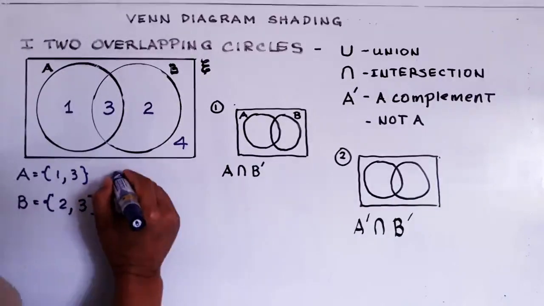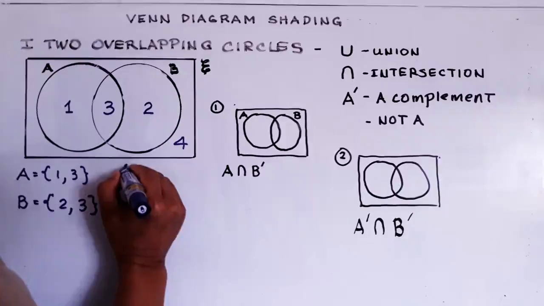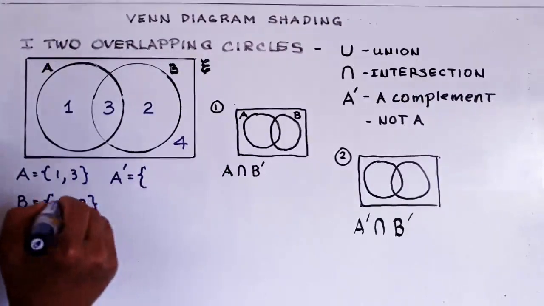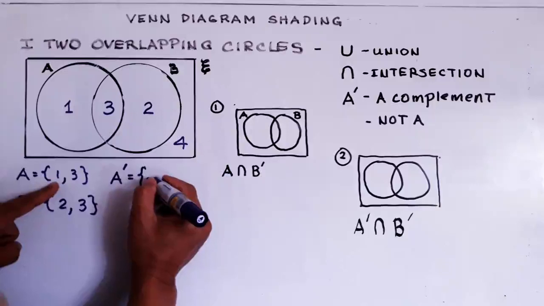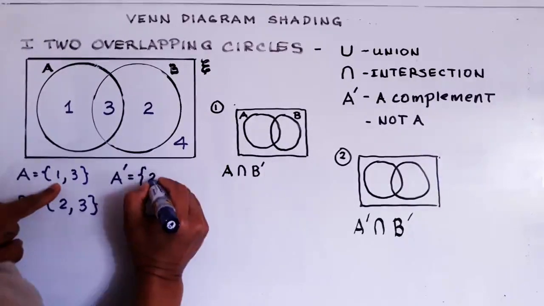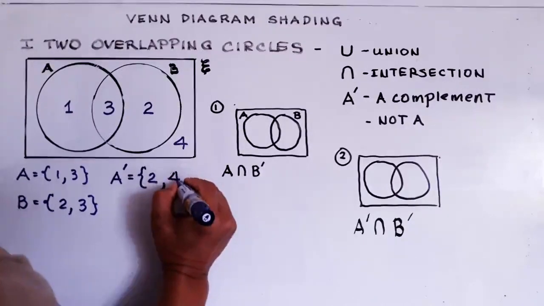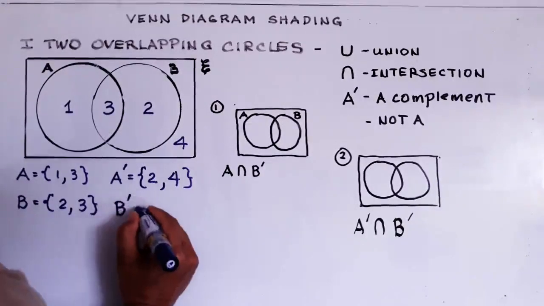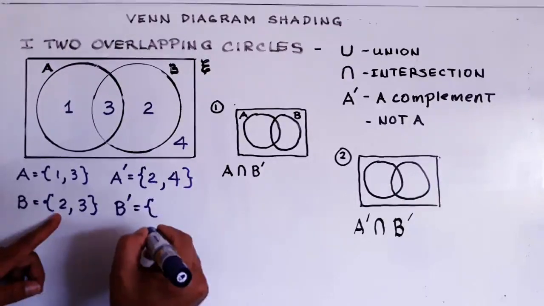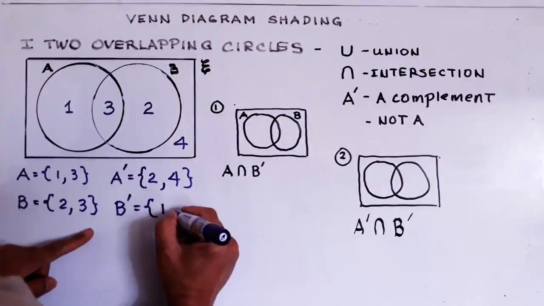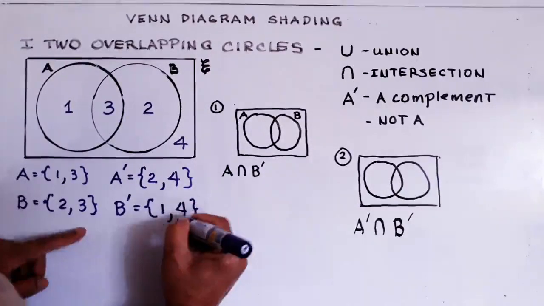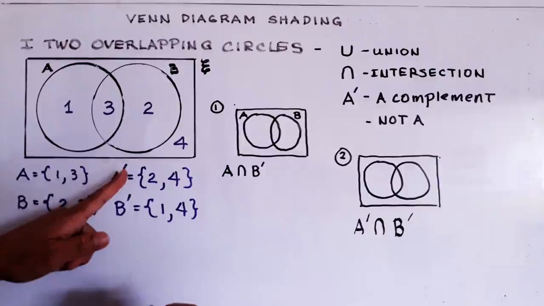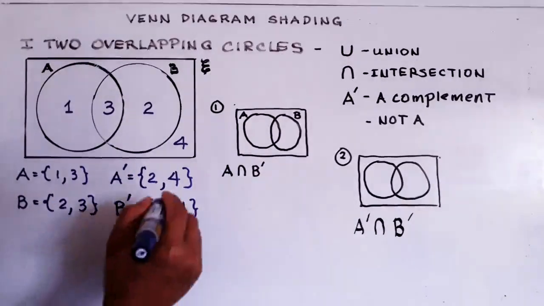Alright, then let's list down the elements not in set A. So what is A prime? So 1 is here, we're gonna put it there. 2 is not here. So 2, 3, no. So we have 2 and 4 as not in A. B prime, not in B. Okay, 1 is not in B. So we have 1 and 4. So we have this set of elements at A, set of elements at B, set of elements not in A, not in B.